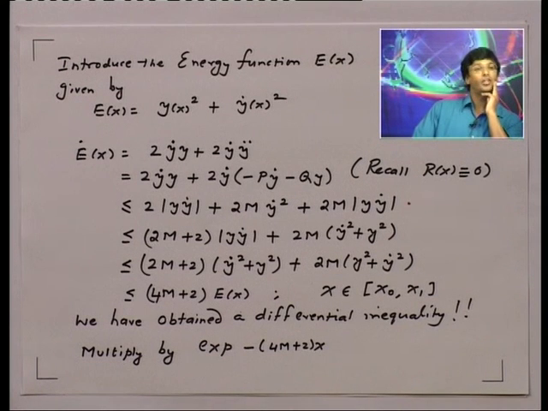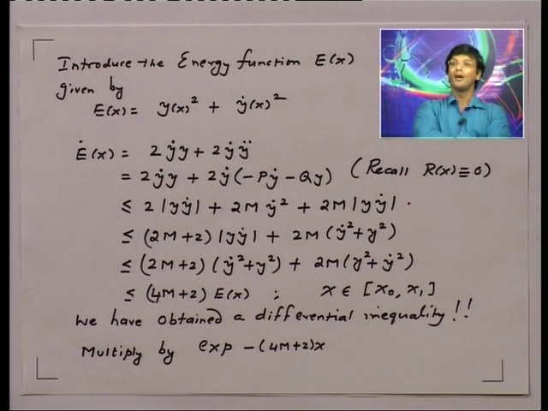This is called a differential inequality, not a differential equation, but a differential inequality. We arrived at a differential inequality. Had it been an equation, had it been E dot equal to (4m plus 2) E, then how would you solve that equation? It would be a linear, homogeneous, first order ODE. And what is its integrating factor? e to the power minus (4m plus 2)x, correct? You use the same integrating factor, does not matter, although it is an inequality. So what? That exponential function is always positive. So I can multiply the inequality by the exponential function. No harm, nothing is going to happen.